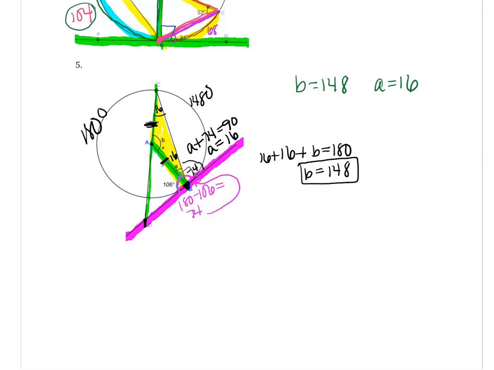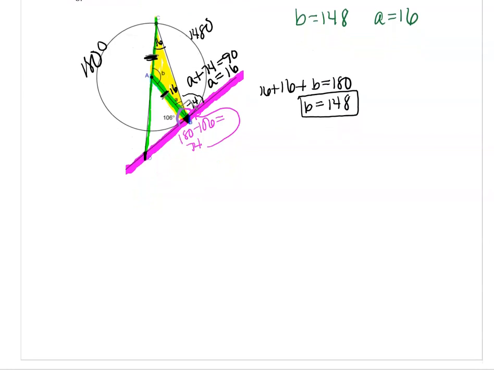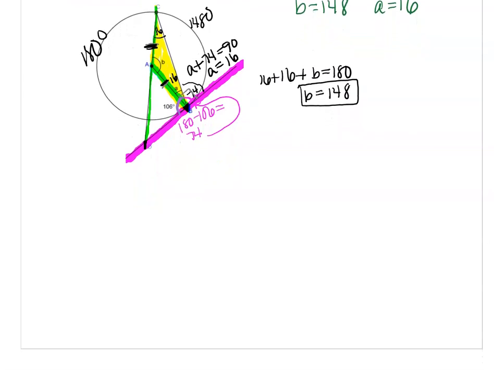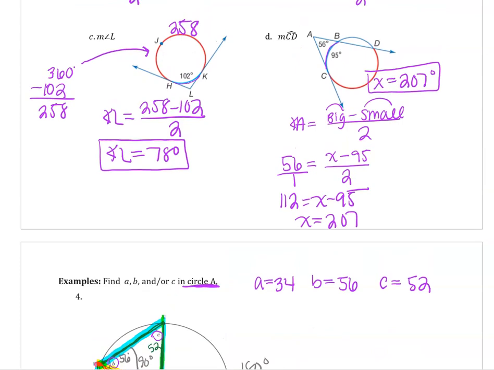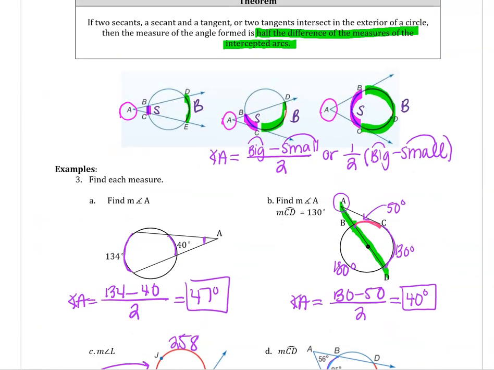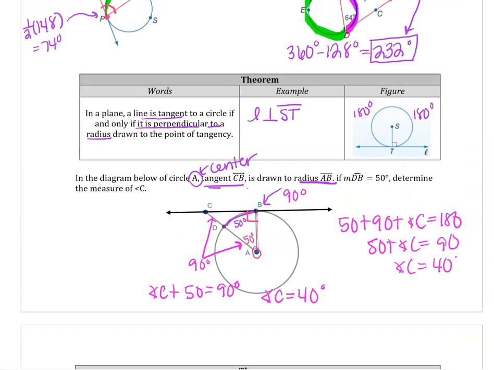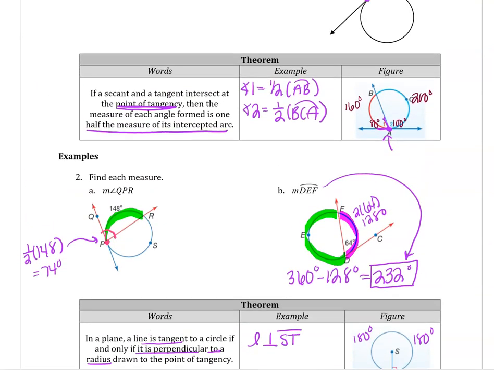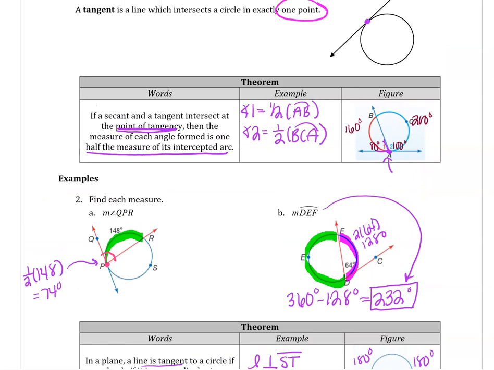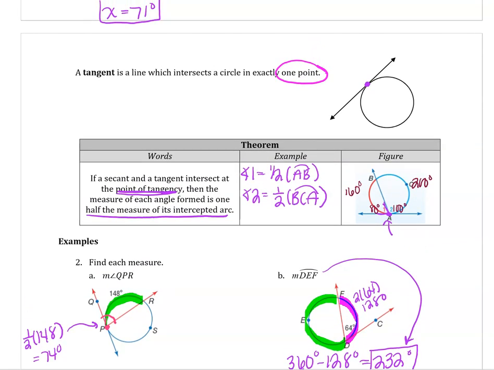All right, so this concludes our video, which would be the end of Unit 13. So just to recap, we talked about big arc minus small arc divided by 2. When you have a radius and a tangent meeting at the point of tangency, they must be perpendicular. We learned about another example where we're taking half of the intercepted arc and that gives us the angle. So that's a tangent and a secant intersecting at the point of tangency.